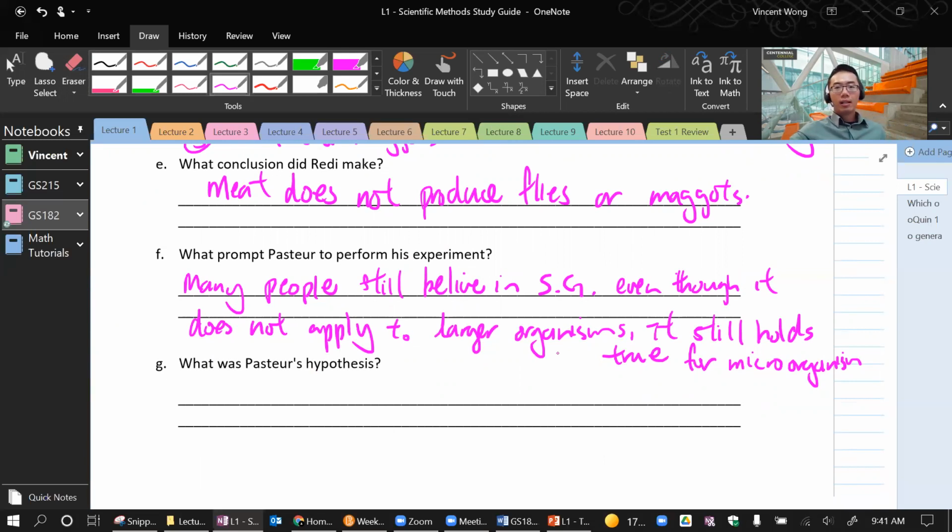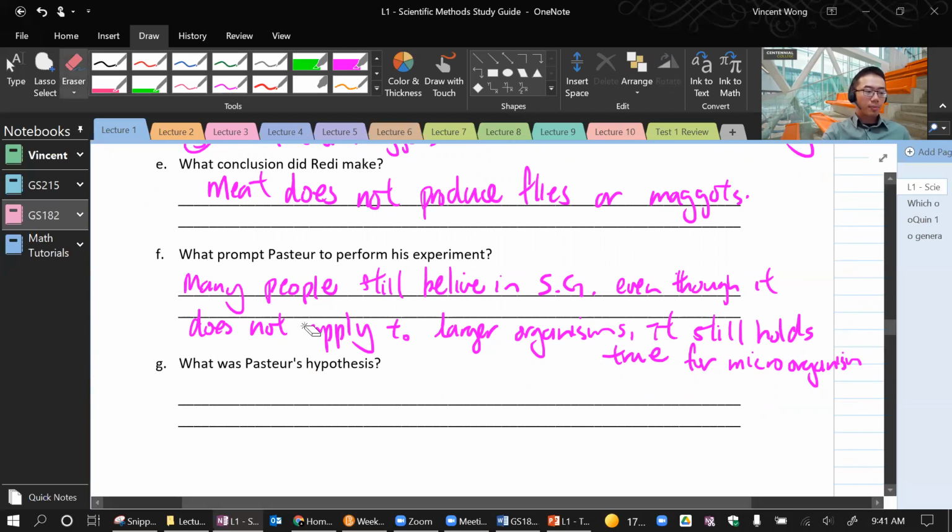If I have a cup of tea here, oh, you cannot see because I'm using a virtual background, but I'm actually holding a cup of tea. Over time, microorganisms will form spontaneously from the tea. So what is Pasteur's hypothesis?